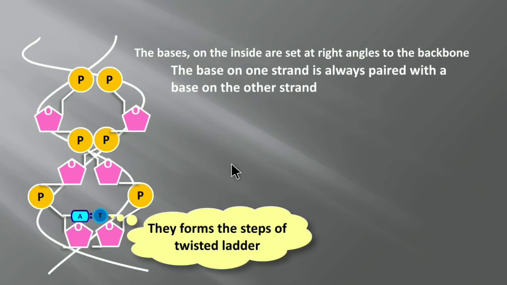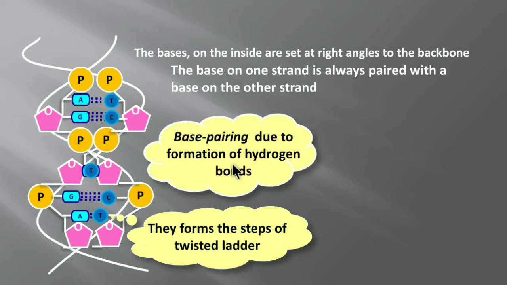The bases of the two strands are held together by hydrogen bonds, forming the base pairs. Let us look at the base pairing due to the formation of hydrogen bonds. Look here, this is one strand. The base pairing takes place between two strands with the help of hydrogen bonds.